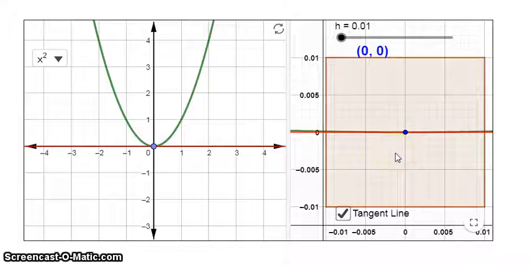So the idea is that if I can zoom in to some level of magnification and my tangent line looks like my function, then I can do some calculus stuff with it. This is a property that we call local linearity.